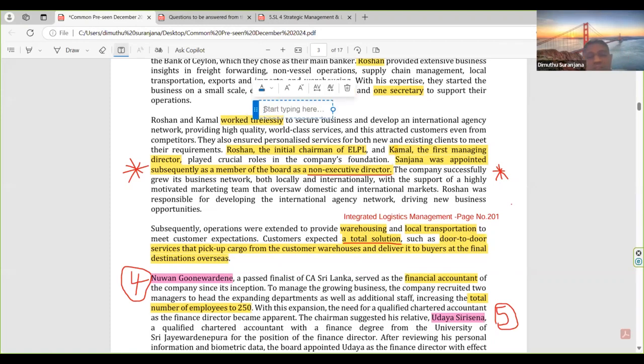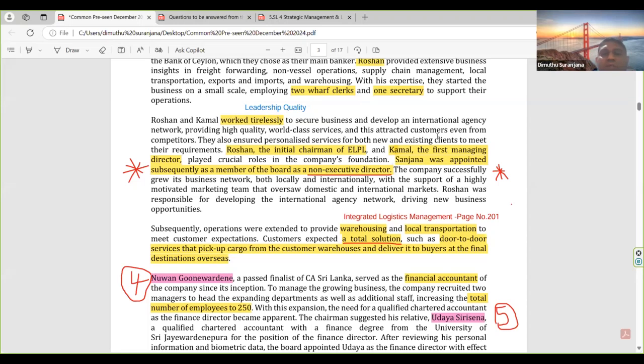So this is leadership quality. Roshan and Kamal work tirelessly to secure business and develop an international agency network, providing high quality world class services, and this attracted customers even from competitors. They also ensure personalized service for both new and existing clients to meet their requirements.